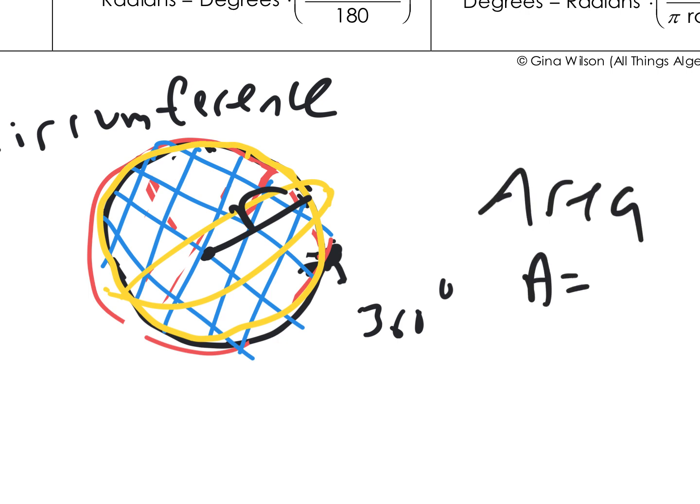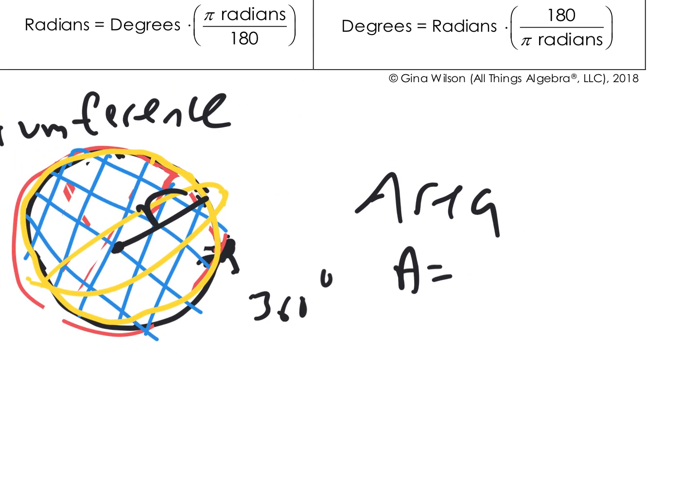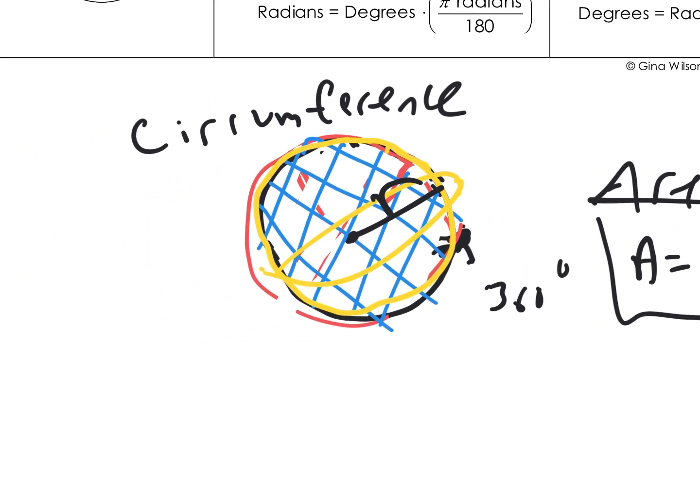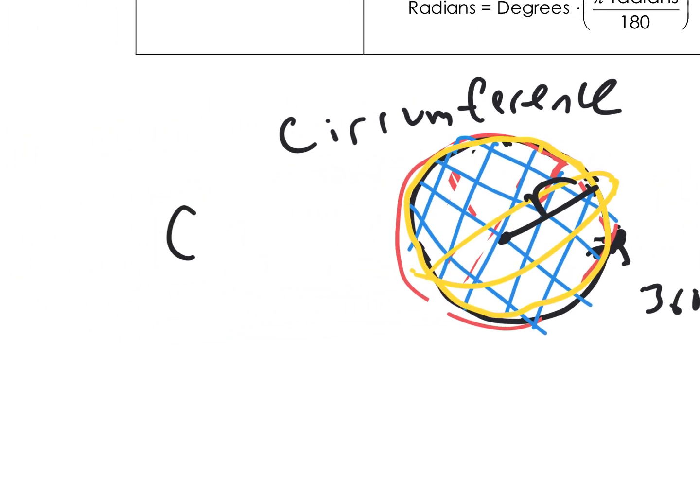What is the area of a circle? You forgot? 360. No. The formula. Pi times r squared. Pi r squared. You don't remember that? Okay, well then I bet if you don't remember that, you won't remember what circumference was.